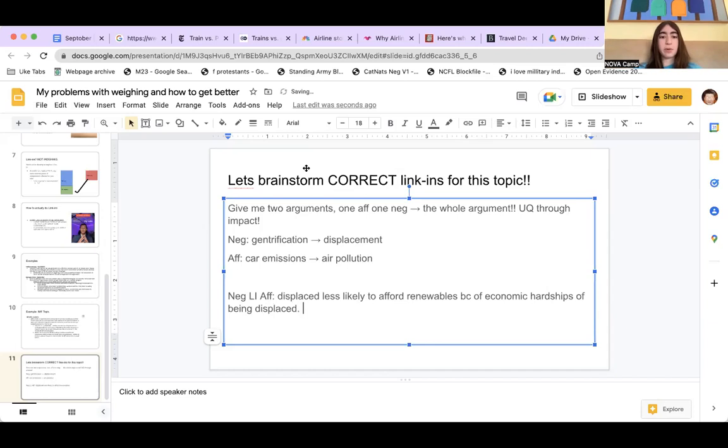So even if someone is displaced and they find a new home, right, it's probably so expensive for this whole process that once they get their new home, they're not going to be like, let's implement some solar power, man. That's probably not going to happen.